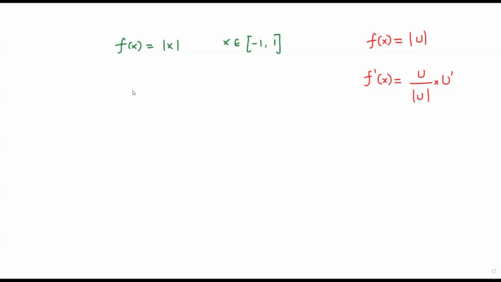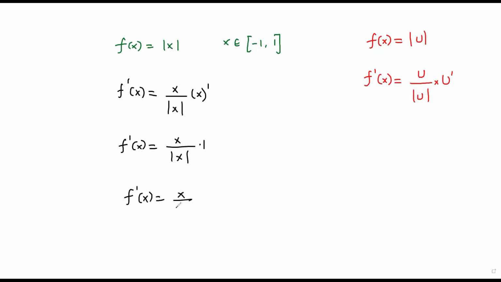Let's find the derivative of the given function. f prime of x equals the stuff inside the absolute value in the numerator, and the absolute value of it in the denominator. Further, I have to find the derivative of the stuff inside the absolute value with respect to x. We have x inside the absolute value, and the derivative of x with respect to x is just 1. So f prime of x equals x over absolute value of x, since x times 1 is x.